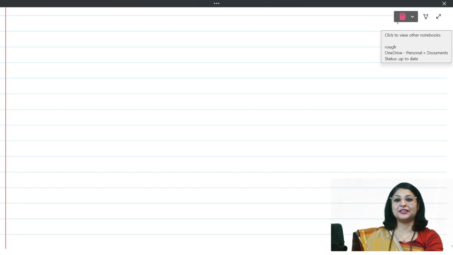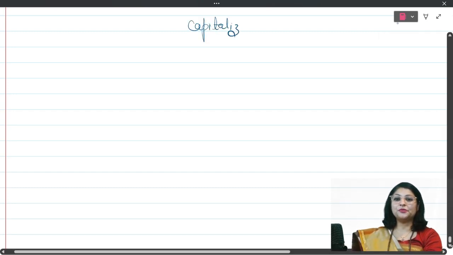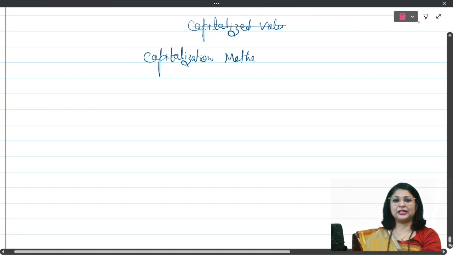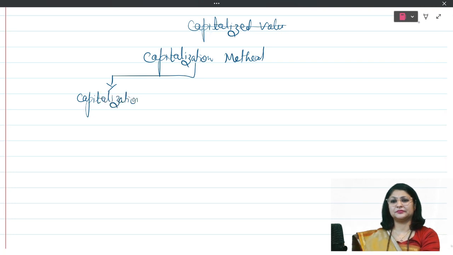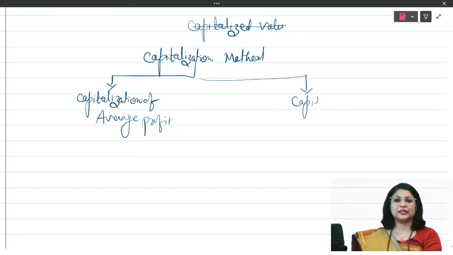To find out goodwill by the capitalization method, we will have to understand one thing first of all. Under the capitalization method, there are two subcategories. So under the capitalization method, you have capitalization of average profit, and the second one is capitalization of super profit.